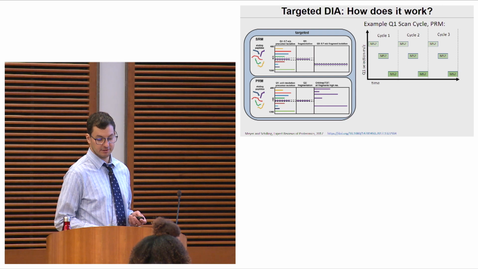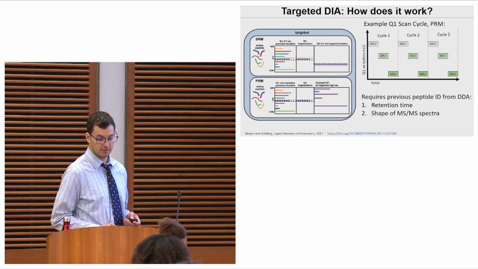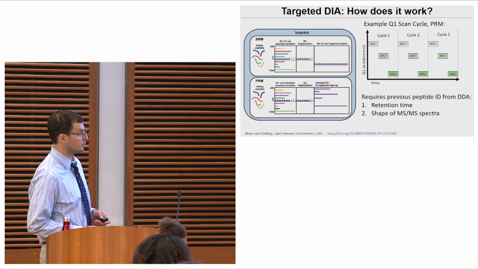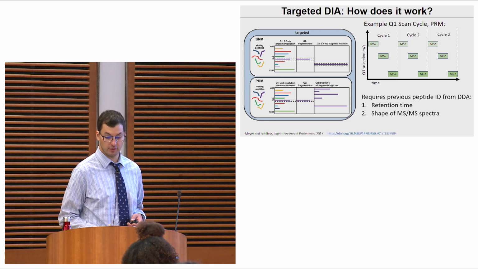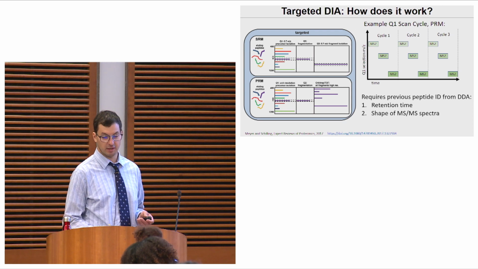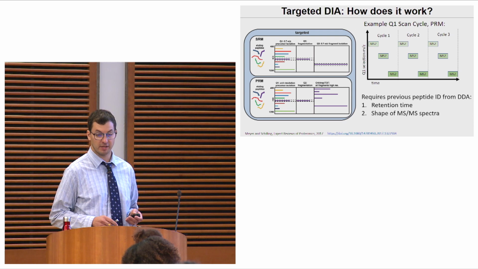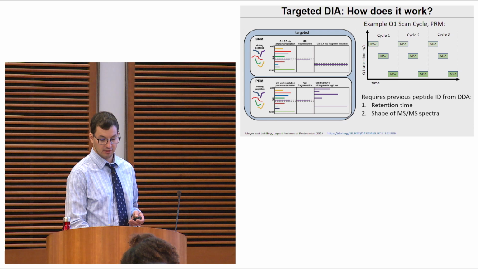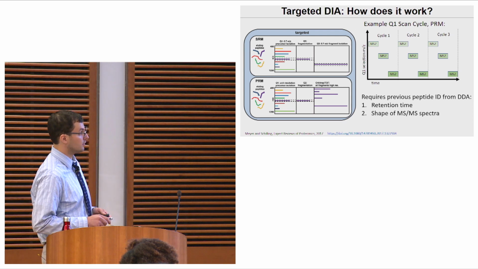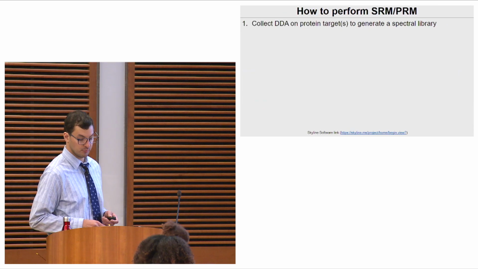And both of these targeted DIA methods actually require that you've previously identified the peptides you're interested in following. And that's so that you know both the retention time and the shape of the MSMS spectra. And these two pieces of information are important because you can imagine that another peptide made of the same amino acids would fragment by the same method because it has the same precursor mass. So the only way to know that you've selected the correct peptide for your quantification is to know the relative ratio of the fragments and what they should be, and also know where that peptide should elute in time.